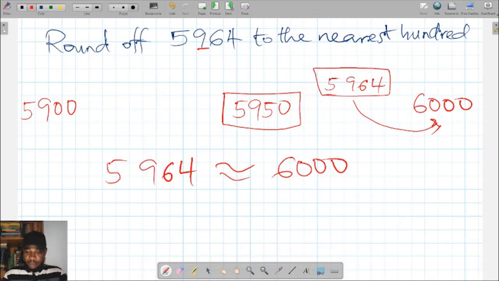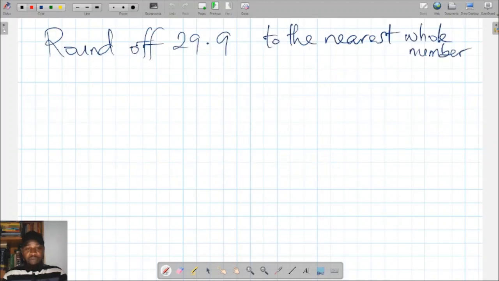Let's check out the last example for the day. Suppose we have to round off 29.9 to the nearest whole number. This is an example straight from the lesson plan. Again, I would advise that you write out your number in full. The whole number position has 9 here, and so we're going to have 29.0 as the lower bound, 30.0 as the upper bound.